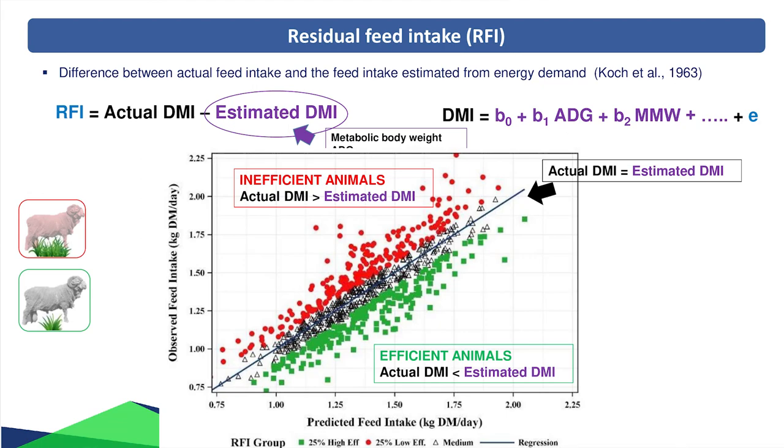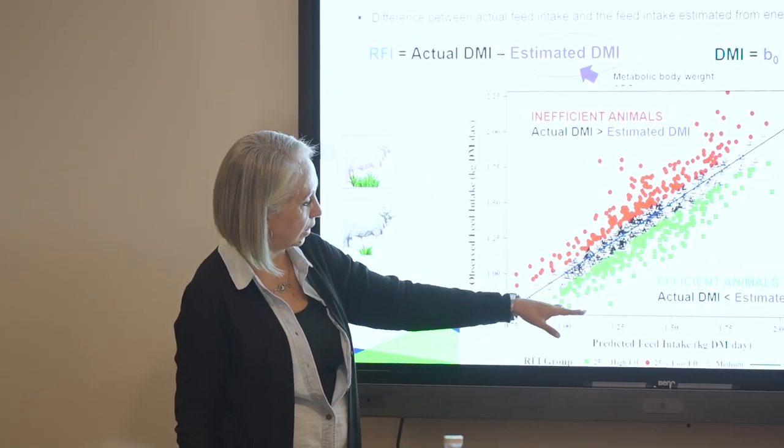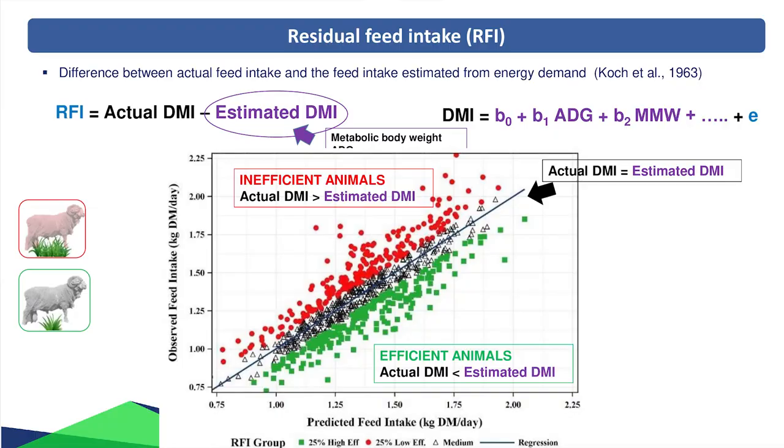All the animals that are below the regression line, that's one, are efficient animals, those where the actual dry matter intake is lower than the estimated dry matter intake. So those have residual feed intake values that are usually negative. That's one of the things that is complicated when you try to translate this into the industry: the interpretation of these values. That's one of the limitations of residual feed intake that feed conversion ratio doesn't have. And those that are above the line are the inefficient animals. They eat more than their production would suggest, than the value estimated based on their production.